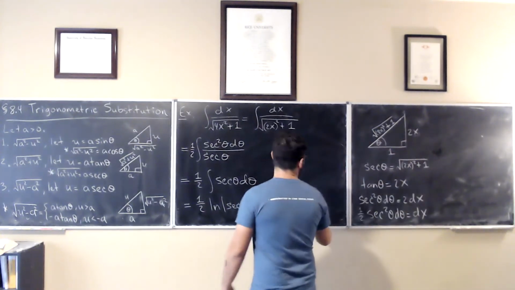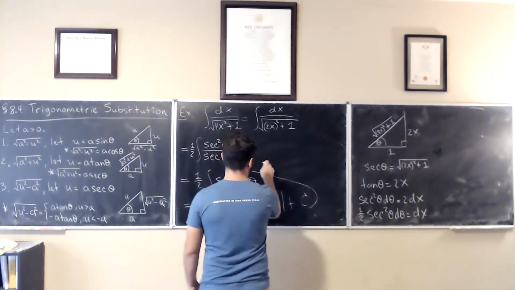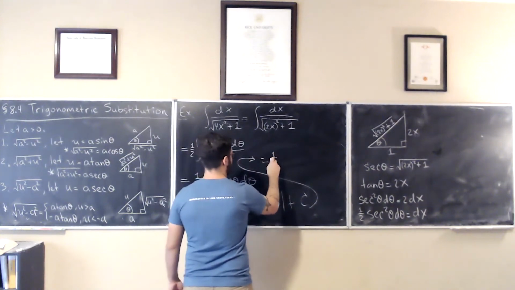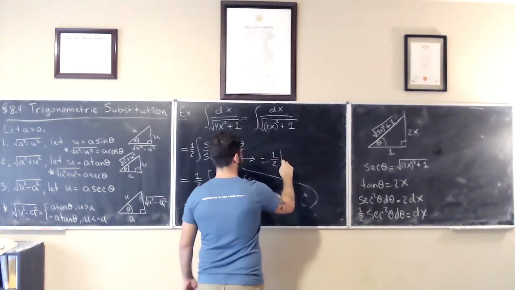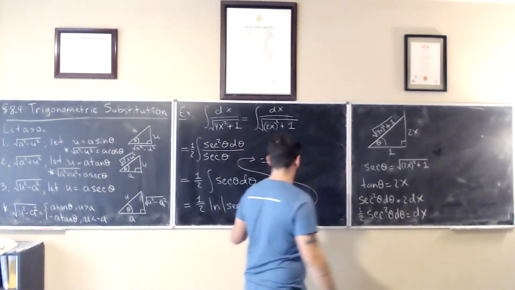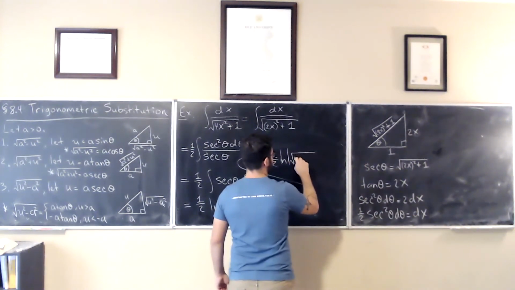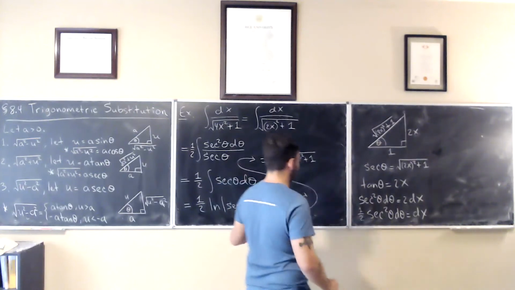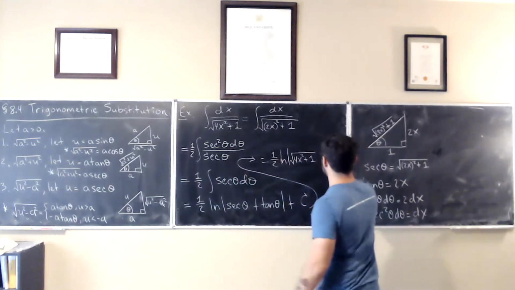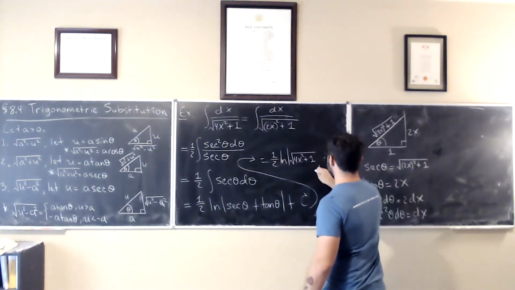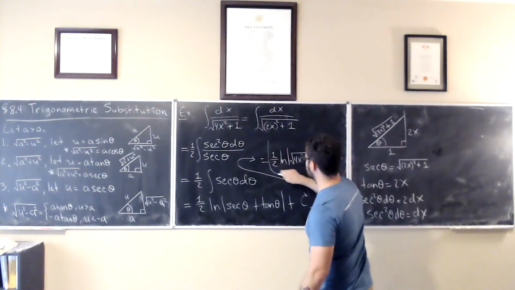So altogether, it is 1/2 natural log absolute value of that. So square root, we're going to write it all out now, 4x squared plus 1, plus tangent, so plus 2x outside, plus the integration constant.